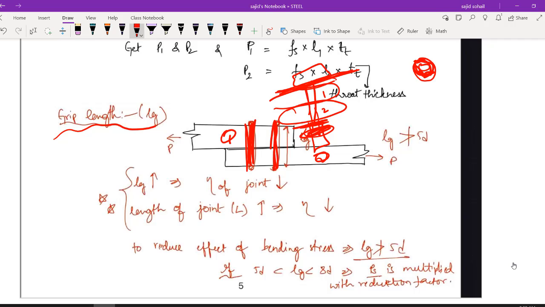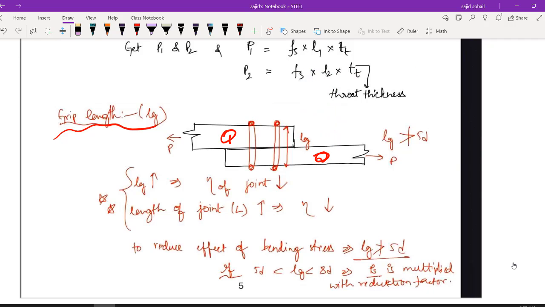That washer is kept to distribute your forces equally. It avoids the concentration of load from the bolt at one specific point. तो ये क्या कर देता है? Whatever load is coming, it will be distributed over a wider area. That's the role of a washer. So washer to washer, you can say that is your grip length.